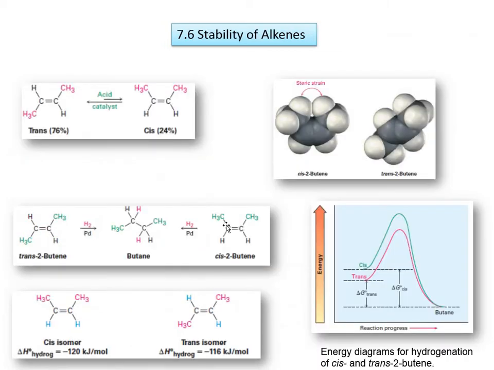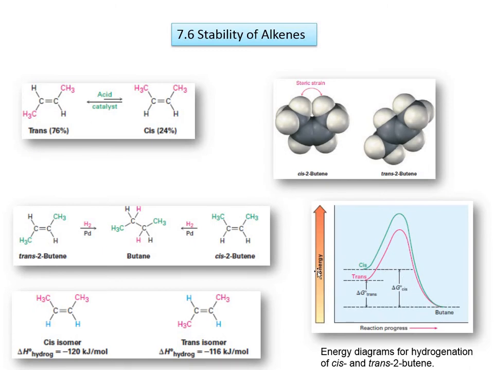Then we discussed the stability of alkenes. We say that trans alkenes are more stable than cis alkenes based on the steric interaction of methyl groups on the same side. And we can understand this phenomenon by a chemical reaction. If you hydrogenate trans-2-butene and cis-2-butene with hydrogen in the presence of a palladium catalyst, you don't have to know the details of this reaction, we end up with the same product.